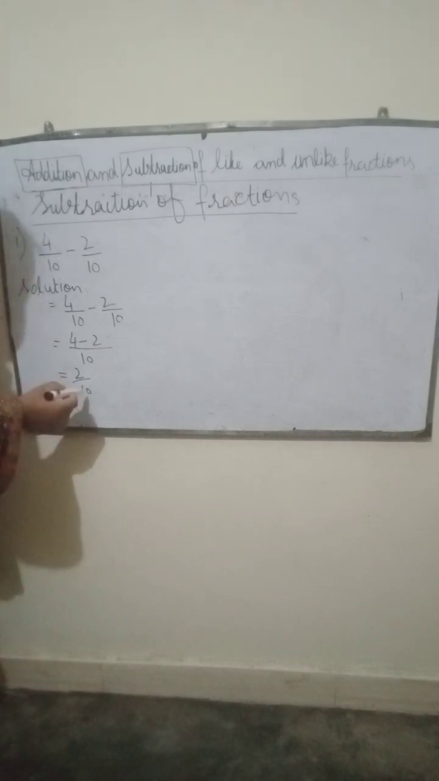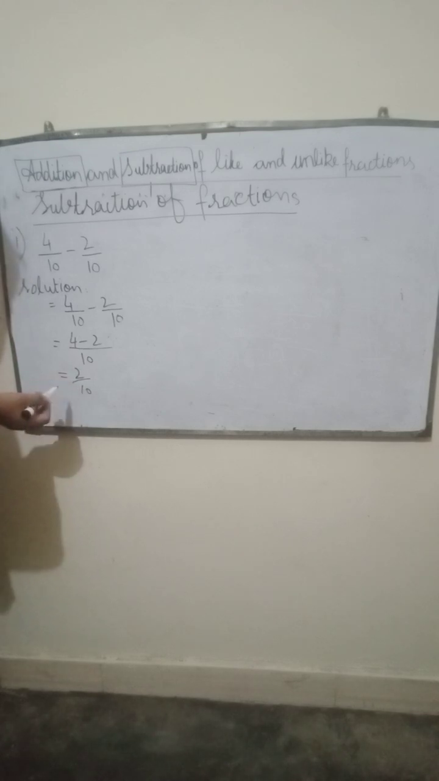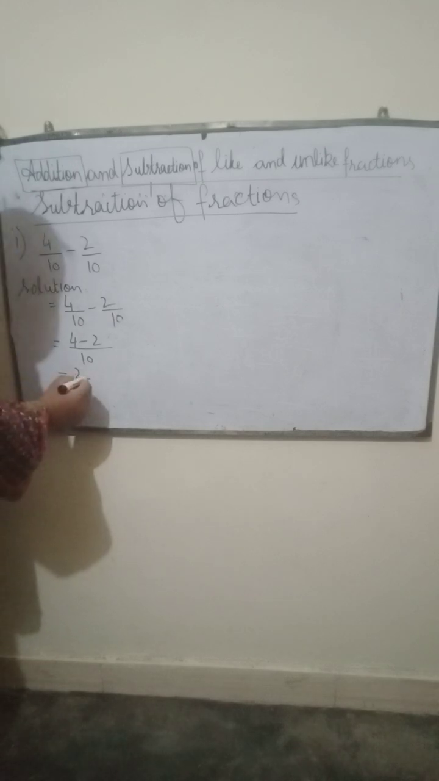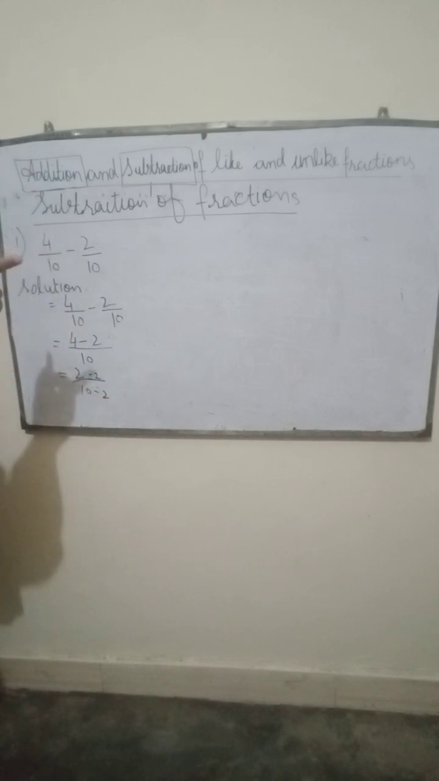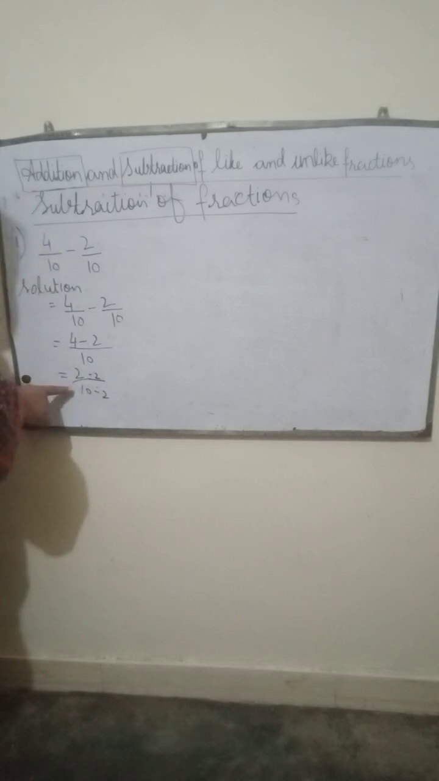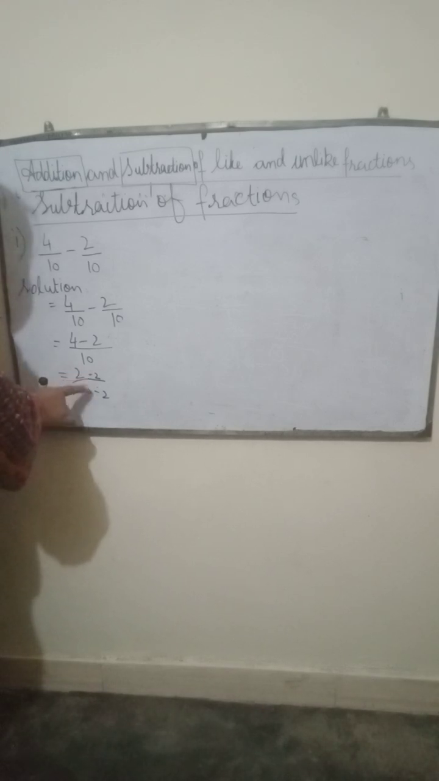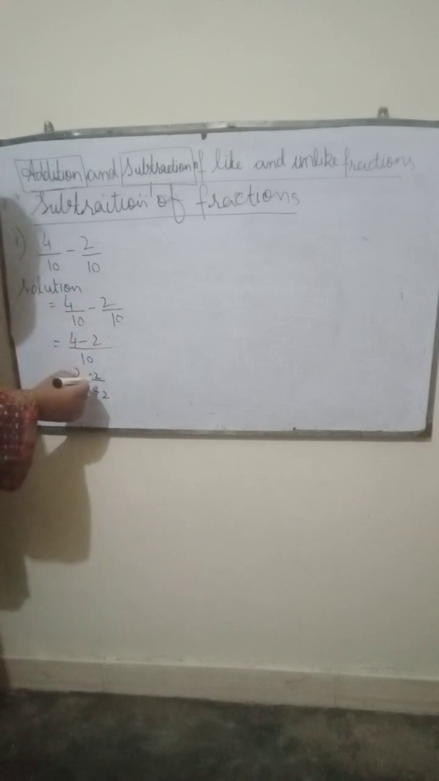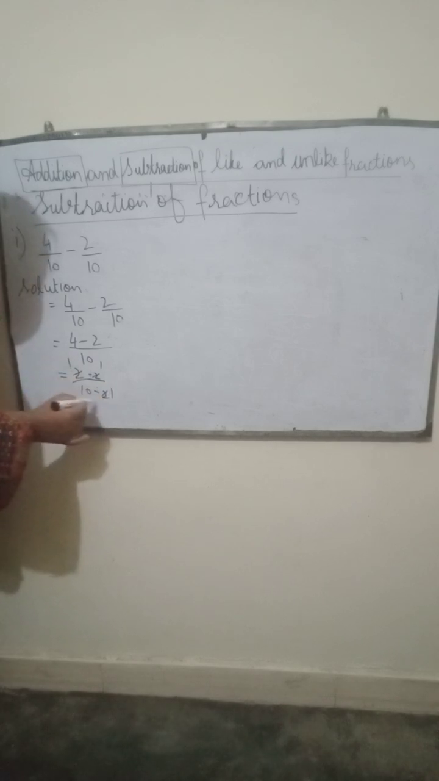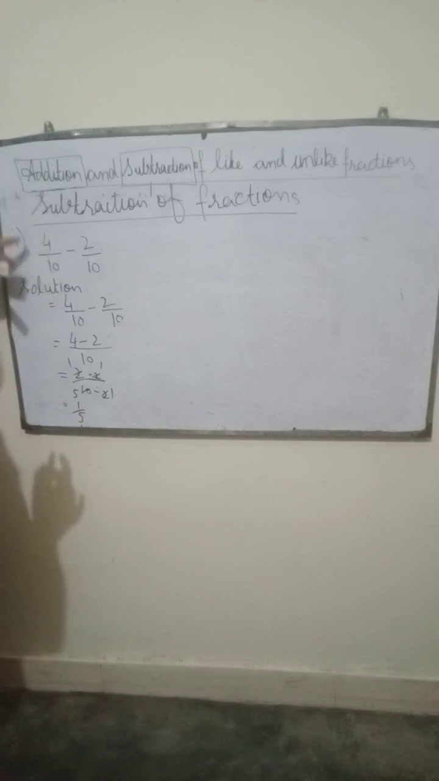So 2 by 10. Is there anything common in 2 and 10? Yes. 2 comes in the table of 2 and 10 also comes in the table of 2. So we can divide both these numbers by 2. Like we multiplied the same number with the denominator and numerator, the same is the case when there is a common factor in the numerator and denominator. We have to divide by the common number. The compulsion is that one thing must be common. So 2 ones are 2, 2 fives are 10. So we are left with 1 by 5. Students, hopefully this process is crystal clear.